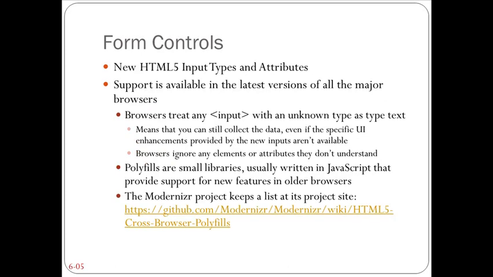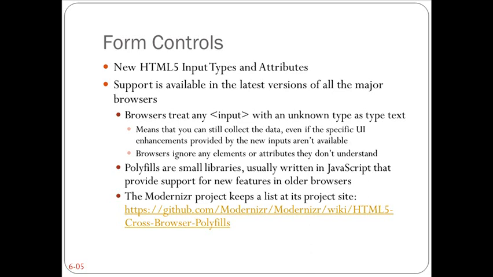As I mentioned before, there are several new input types or controls as well as new attributes, and support for most of these are available in the latest versions of the major browsers. Safari, Internet Explorer, Firefox, Chrome, things along those lines. But they're not all supported by them. So a browser treats any input with an unknown type as a type of text, which means that you can still collect data even if the specific enhancement, the user interface enhancement provided by the new inputs, isn't available.